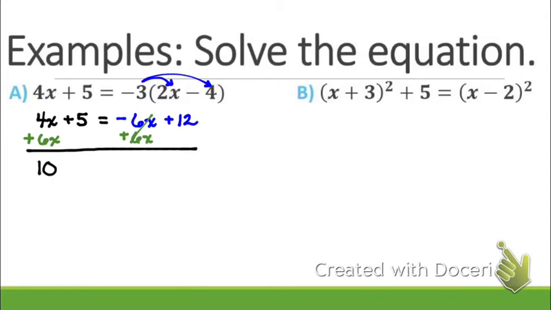When do I want to set things equal to 0? When I want to factor it. So when I have a quadratic is when I would want to set it equal to 0. This is not a quadratic. How do I know? Yep, highest power of x is 1. All right, so I've got it down to here. 10x equals 7. Divide both sides by 10.